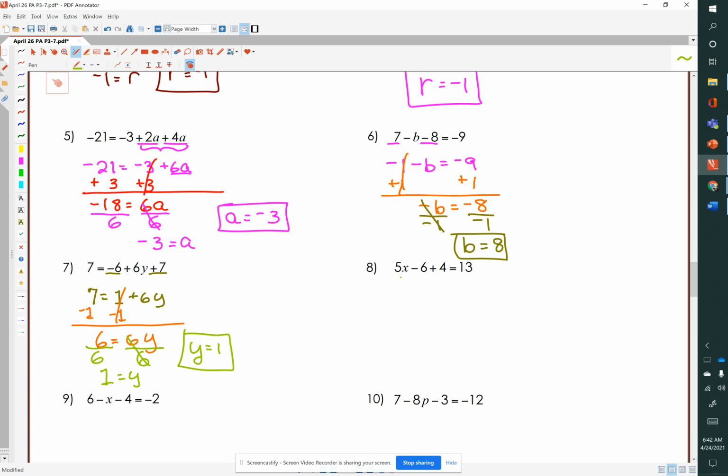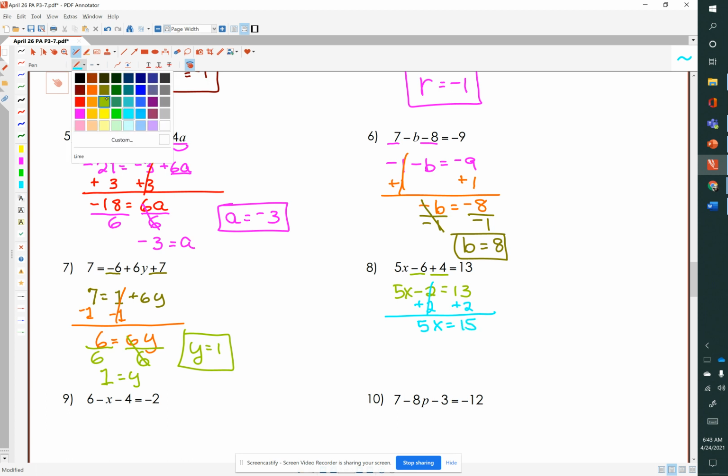Number 8, I have 5x minus 6 plus 4. So I can't combine the 5x, but I can combine minus 6 plus 4, which is minus 2. And now I ask, what is happening to 5x? Well, 2 is being subtracted, so I'm going to add 2, and whatever I do to one side, I do to the other. Negative 2 plus positive 2 equals 0, which gives me 5x equals 15.